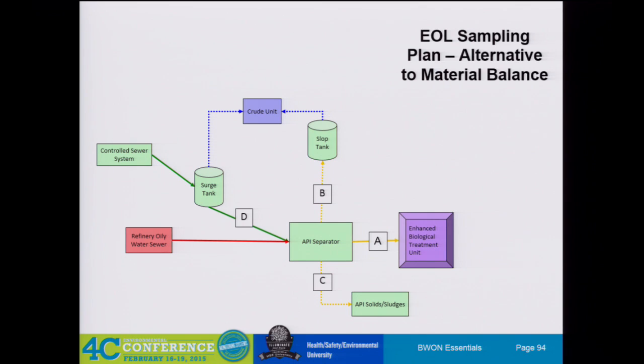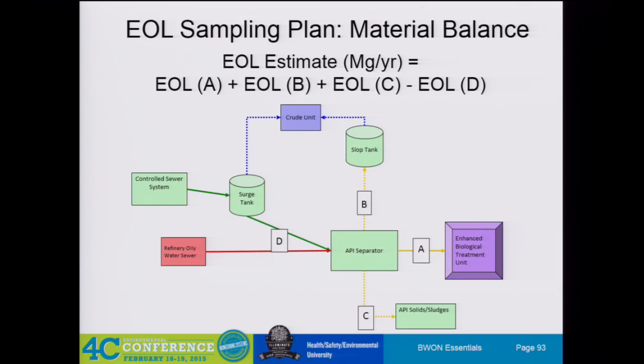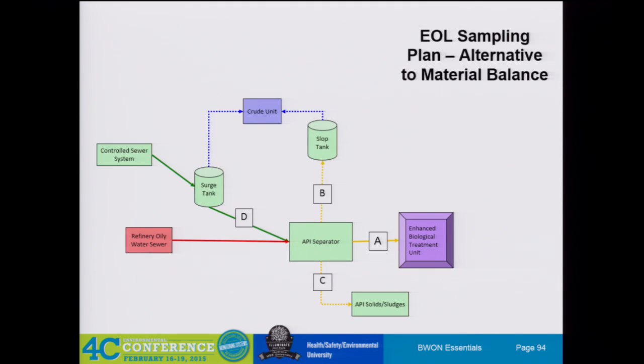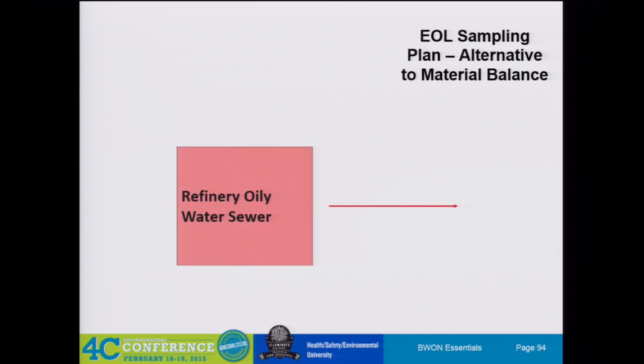So what happens if you can't sample here? Those are probably all very nice locations. You probably got taps off of each one of these lines, Strahman valves. Really easy to hook up a sample cooler and take those. What happens if you can't do it?